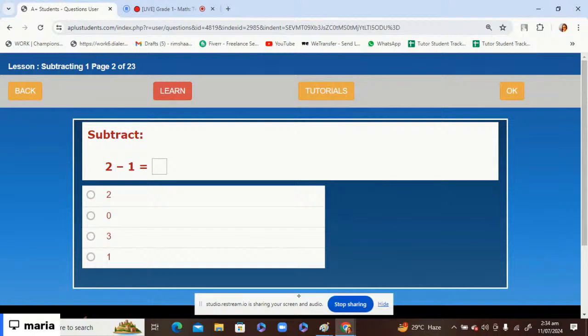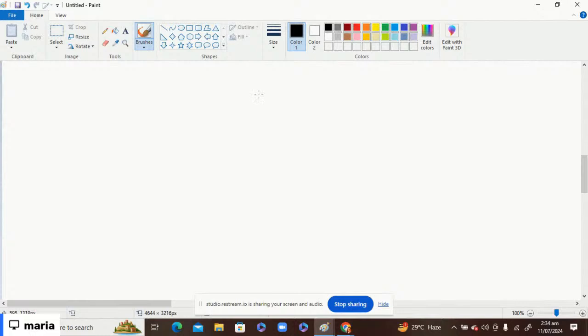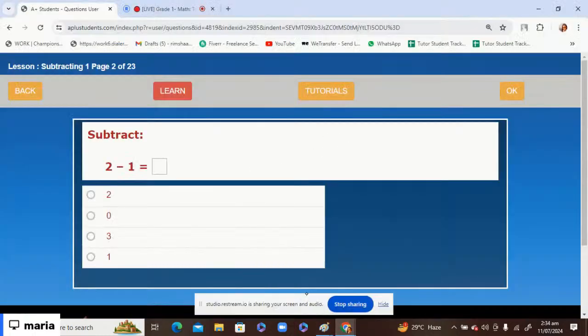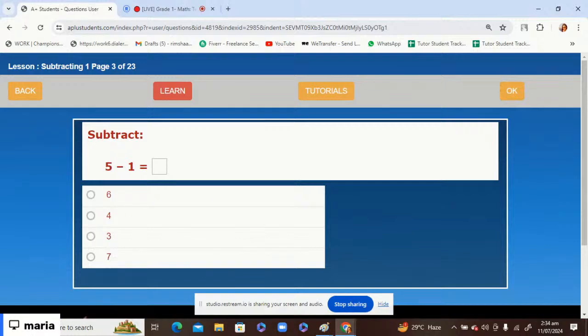Good. Okay. So now 2 minus 1. Let's do it. It's 2 minus 1. First of all, how many lines are we going to draw? 2 lines. How many lines do you remove from here? One line is removed. And how many lines are left? Only one line is left. So this is your answer. Okay, it's 1. Let's go with this option. And this is the right answer.